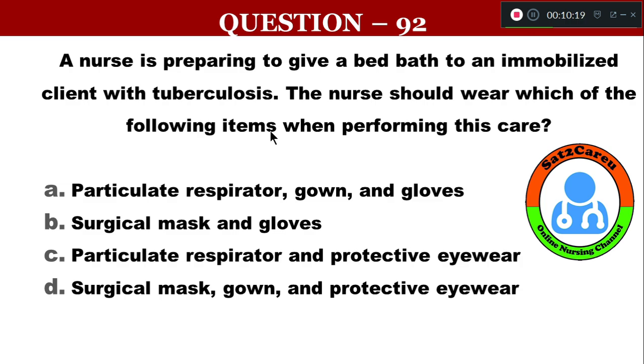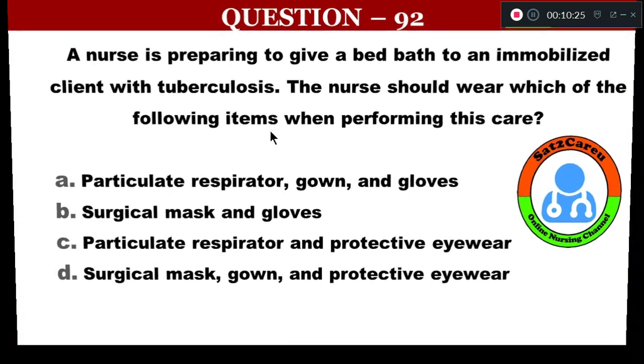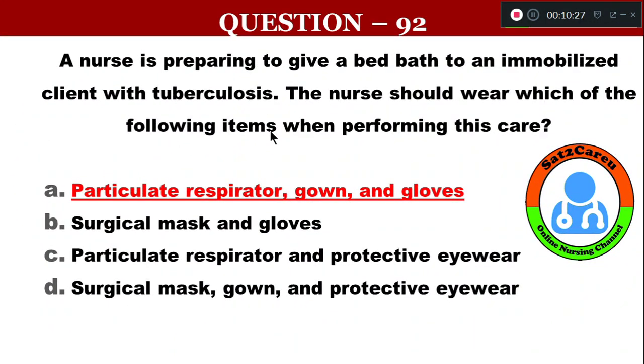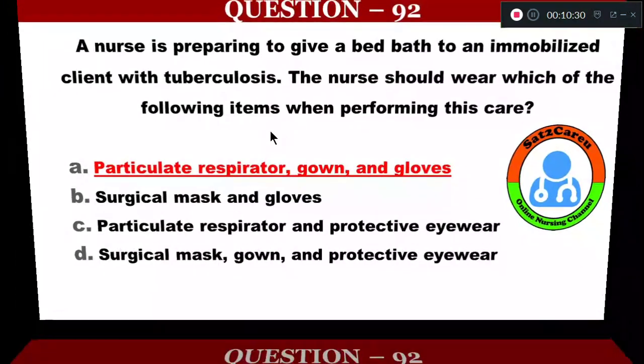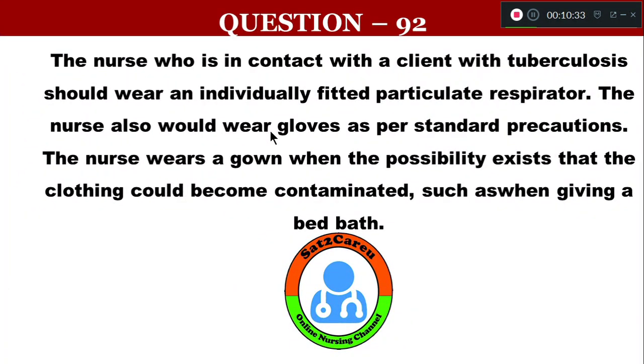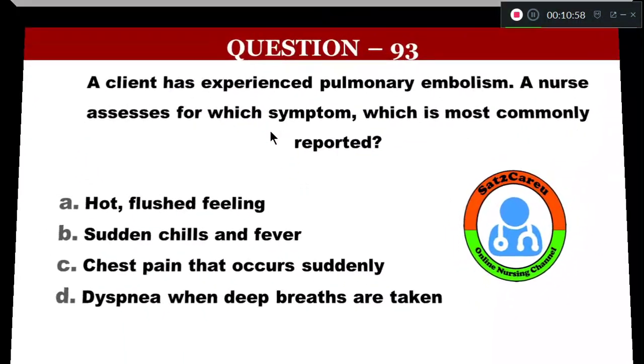So in this case, when you give a bed bath to a client who is immobilized with tuberculosis, you need to wear the particulate respirator, gown and gloves. Question number 92, the rationale is here. The nurse who is in contact with a client with tuberculosis should wear an individually filtered particulate respirator. The nurse also would wear gloves as per the standard precautions. The nurse wears a gown when the possibility exists that the clothing could become contaminated, such as when giving a bed bath.